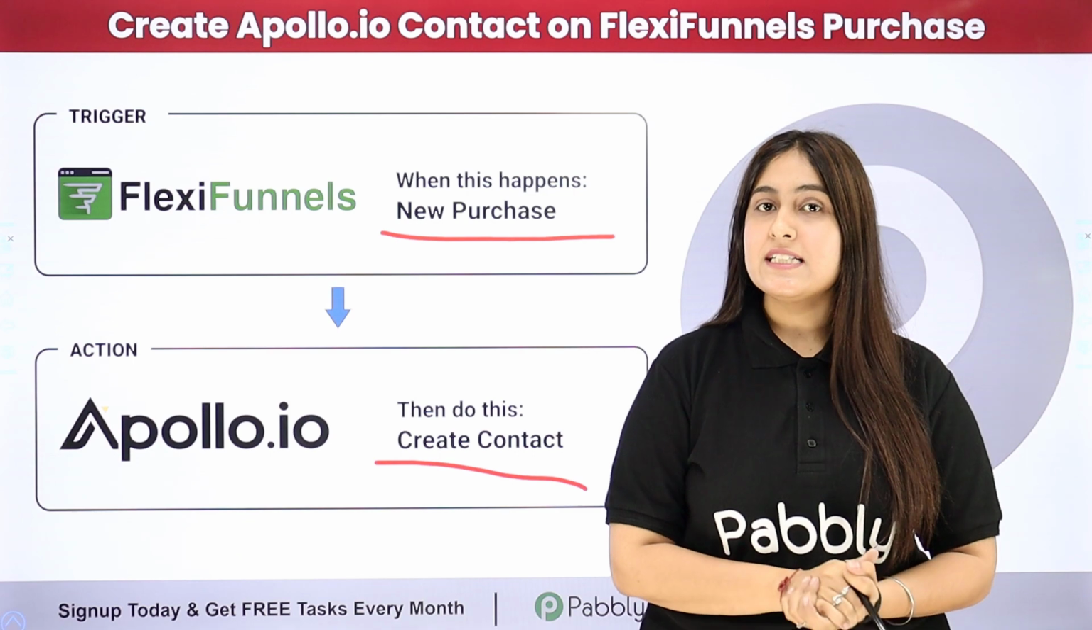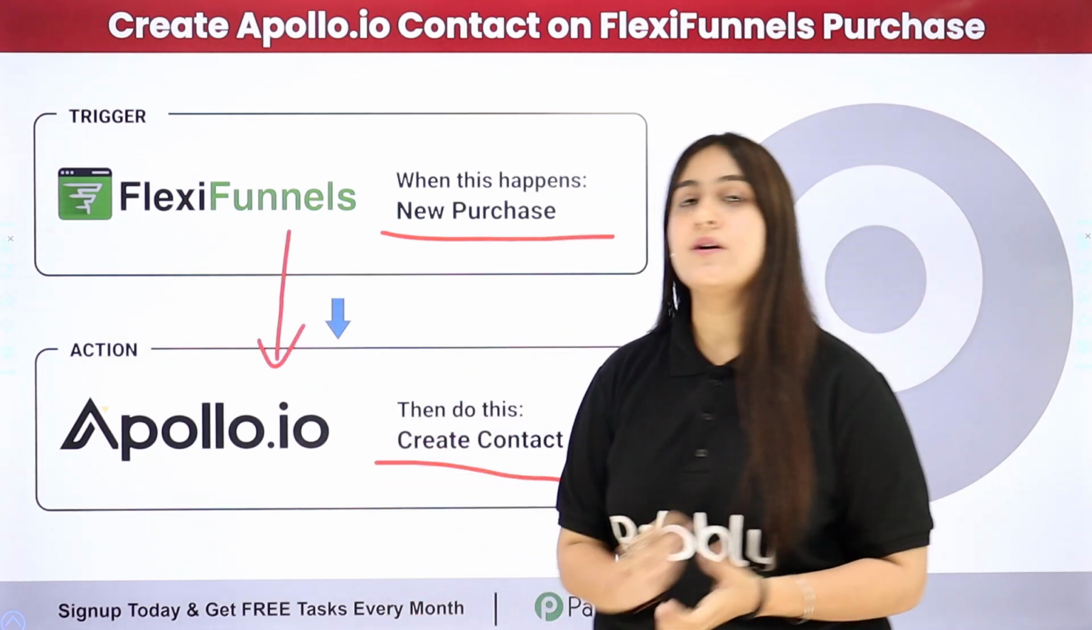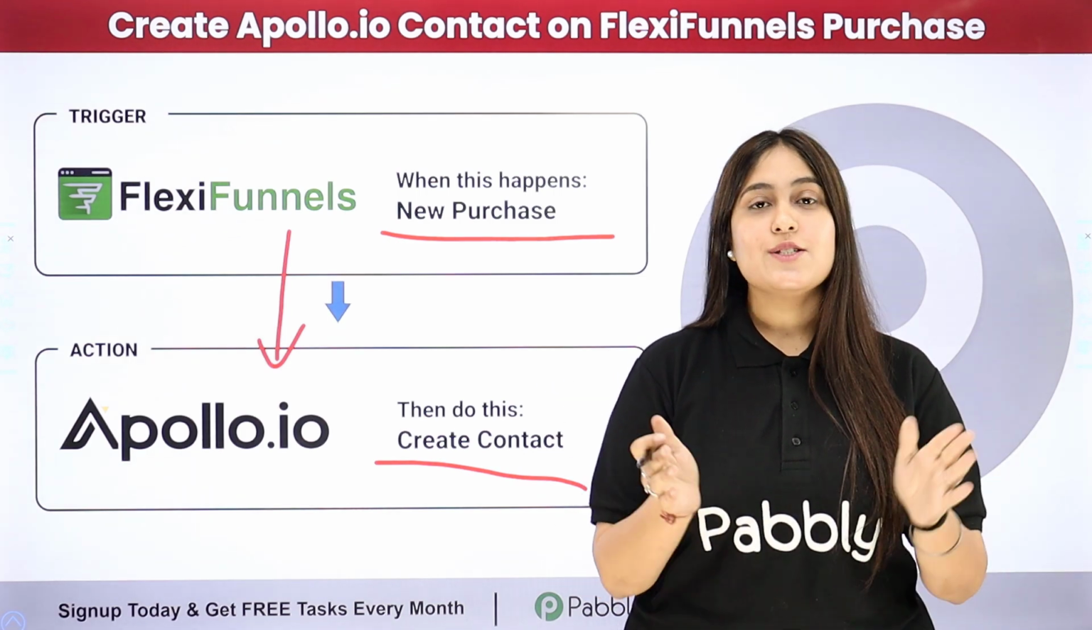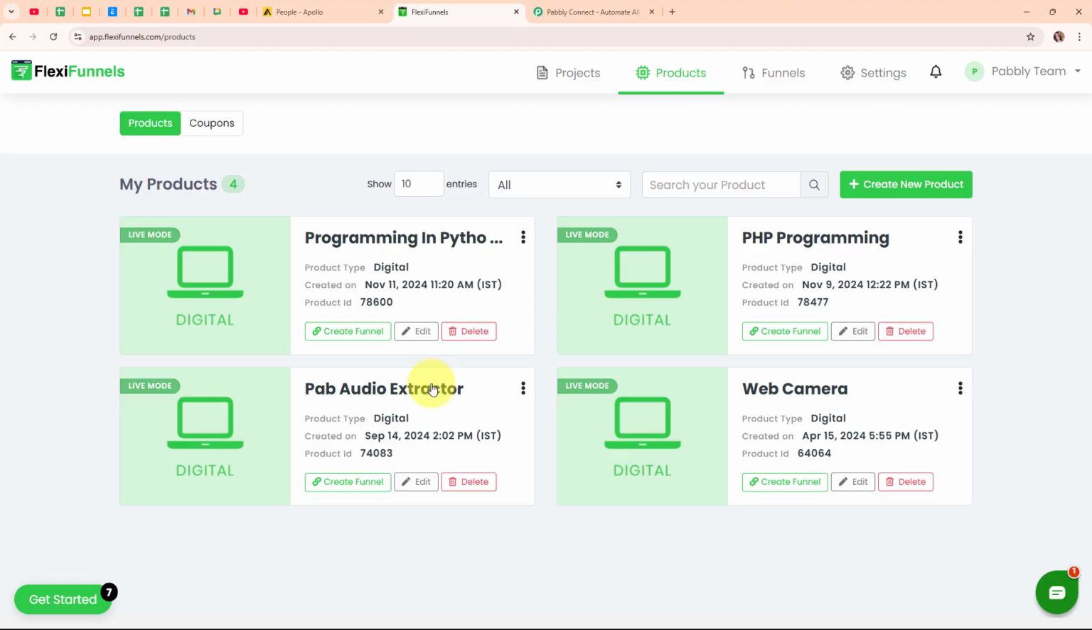To automate the entire process, I need to connect my FlexiFunnels account with my Apollo.io account using an automation software named Pabbly Connect. So to learn this process step by step, let me take you to my screen. Welcome to my screen. I use FlexiFunnels to sell my products and Apollo.io to manage my sales prospects.